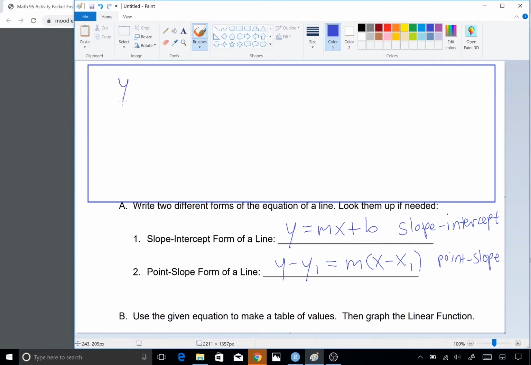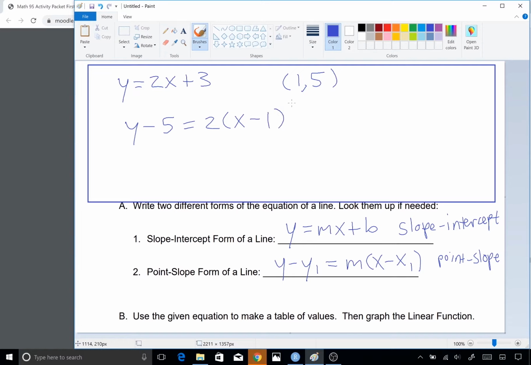If I have y equals 2x plus 3, that's in slope-intercept form. I can take a point from the line, like 1, 5 is on that line, and I could write it in point-slope form, like y minus 5 equals 2 times x minus 1.